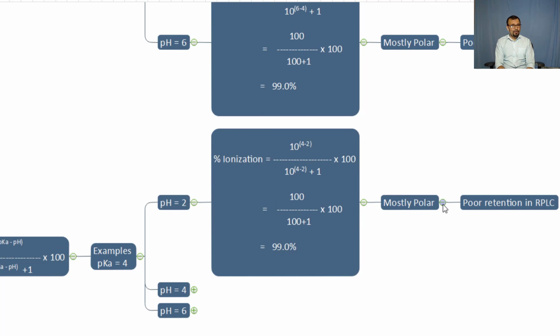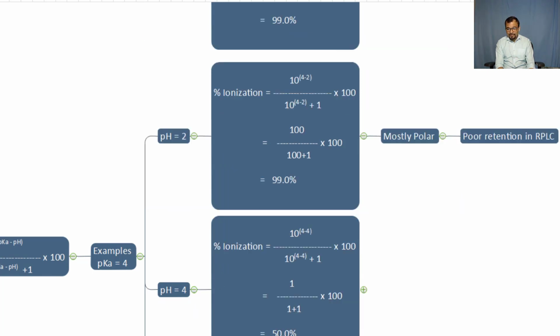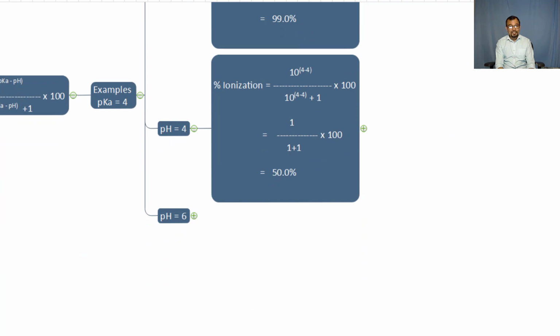And if it is the polar compound, we know that it is going to retain very poorly on the reverse phase chromatography. Let us understand what is going to happen with the pH 4. pH is equal to pKa, that means the compound will be 50% ionized and 50% non-ionized. So it will be a mid-polar and the retention will be average. So it will have a slightly higher retention as compared to the pH 2. So the retention time of compound at pH 4 would be a little bit higher as compared to the retention time of the same compound at pH equal to 2.